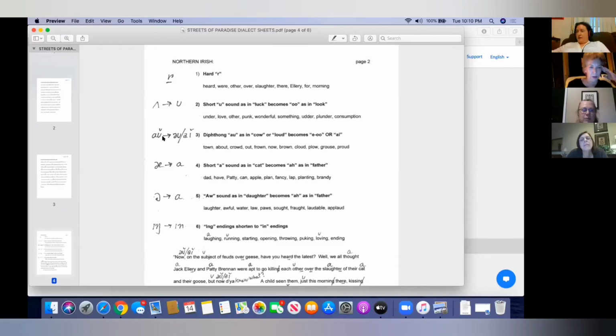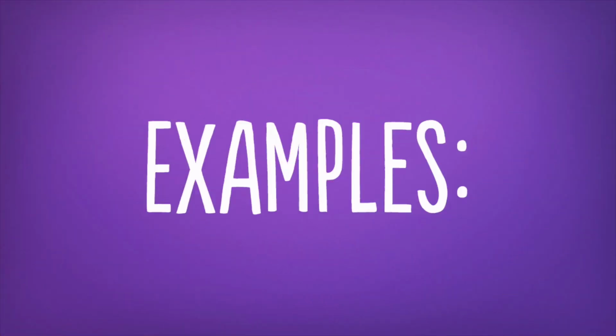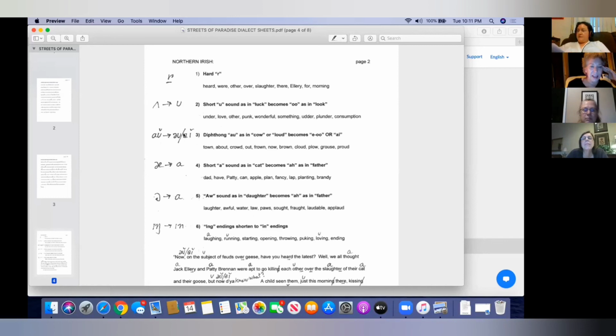Just like we did in Liverpool, the ow, like cow and town, becomes o or I. You'll hear this sound I. So when somebody says the word now, it's nigh. Where are you going nigh? Instead of where are you going now?